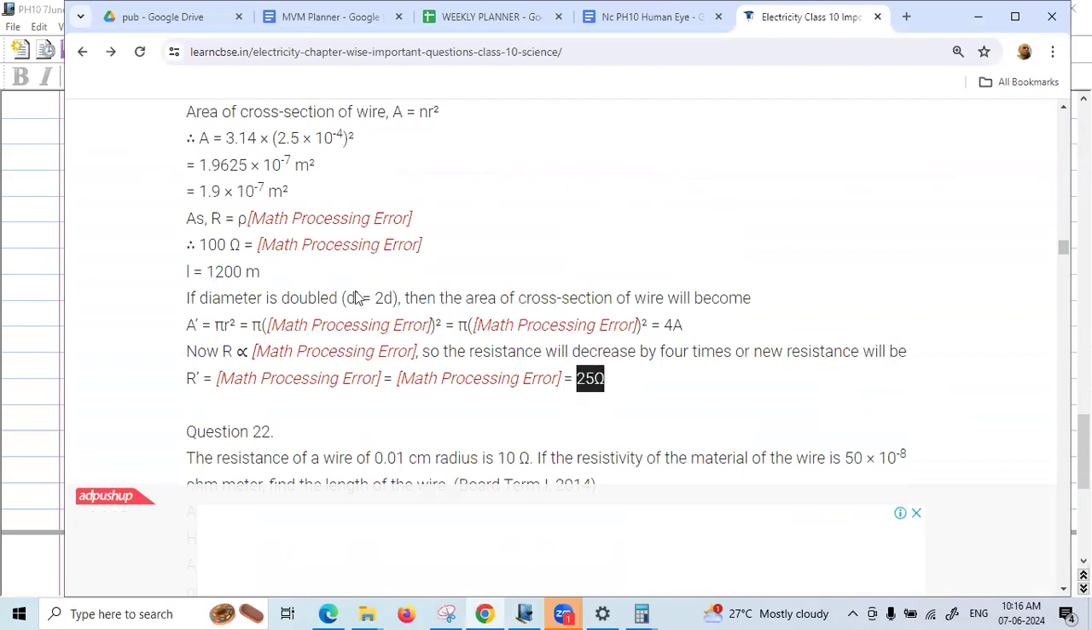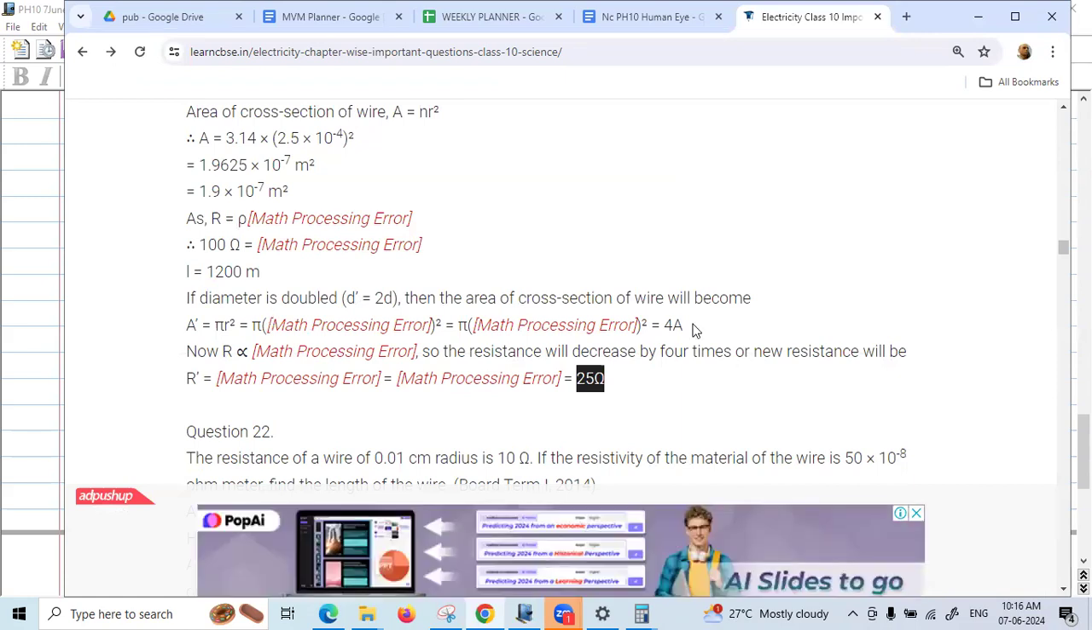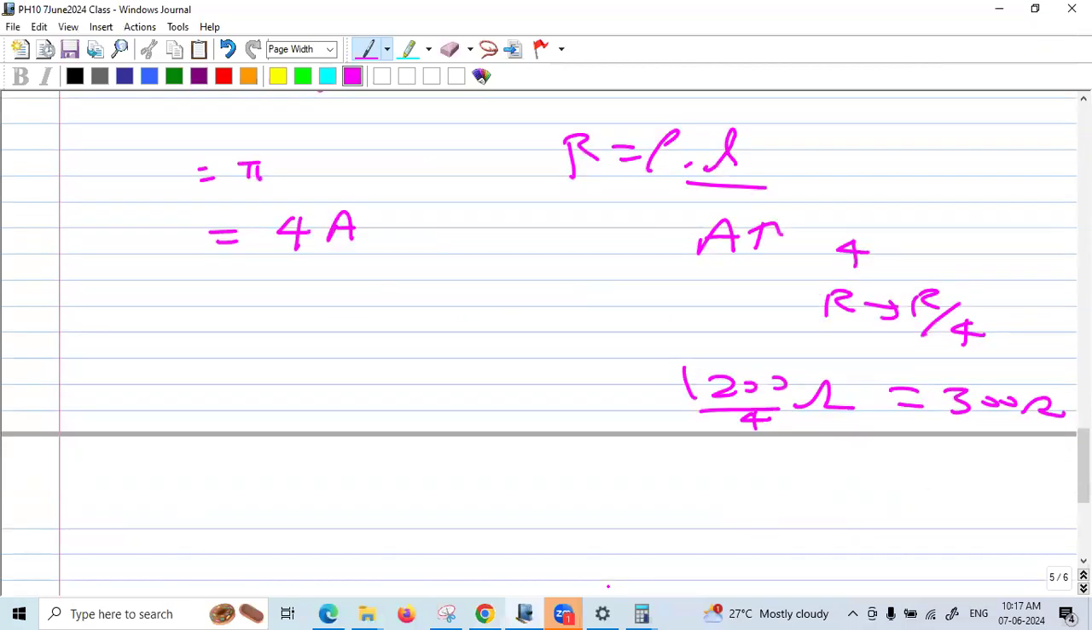And this is doubled. Area is 4 times. Okay, now resistance is fixed to 4 times of the resistance. It's 1/4 of this one. That's 300. No, sorry, resistance is how much? 100, right? It's correct. Made a mistake here. The resistance value is going down 1/4. The original resistance is 100, not 1200. So it will become 25.